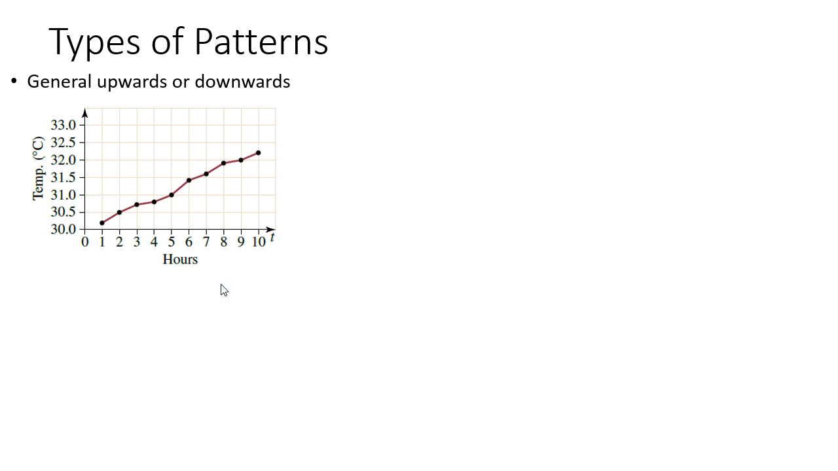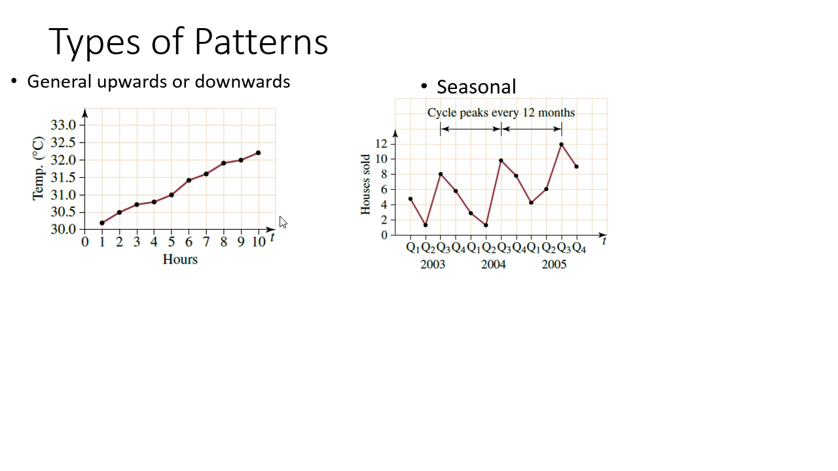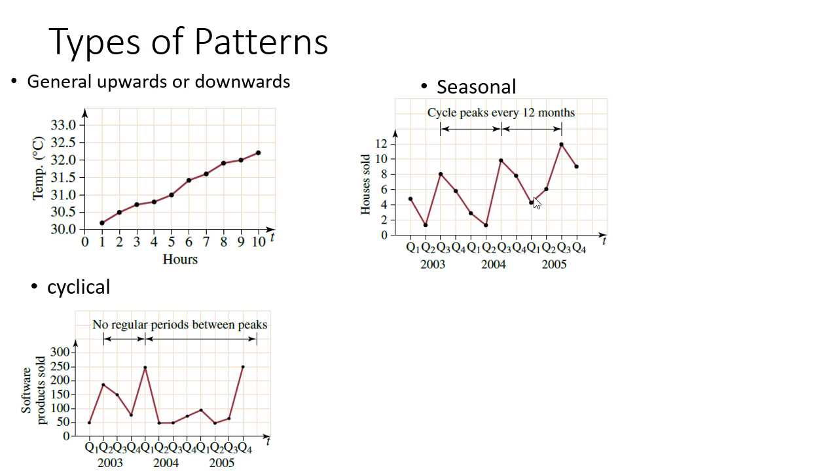There can be a general upwards trend, so all the values can slowly be increasing. Alternatively, you could have all the values kind of slowly decreasing, so it would look more like this. You can have seasonal patterns, so you can have patterns where you have down points and up points that perfectly line up with times of the year. And you can have cyclical patterns.